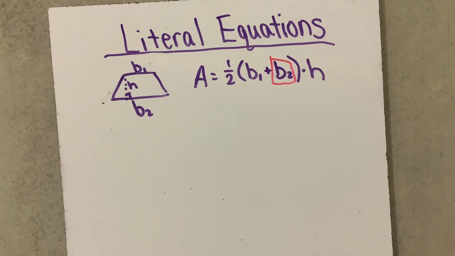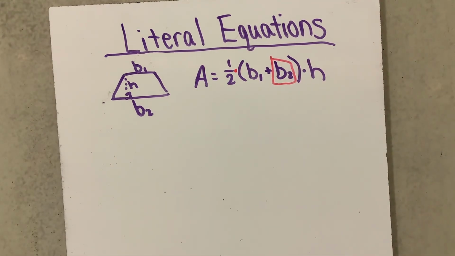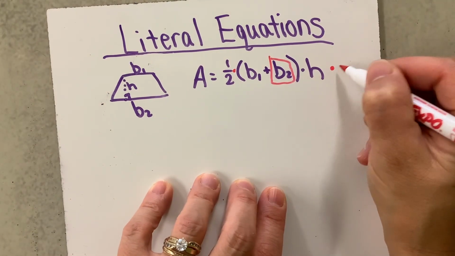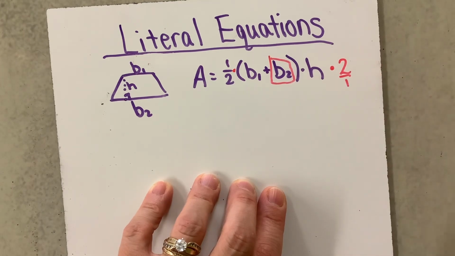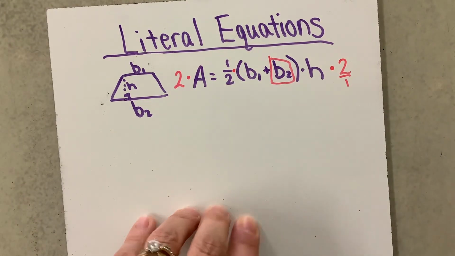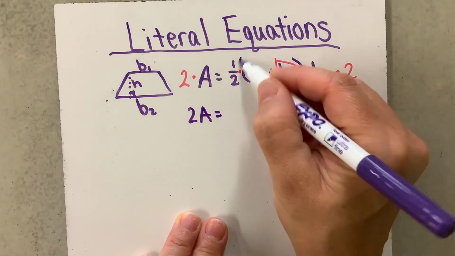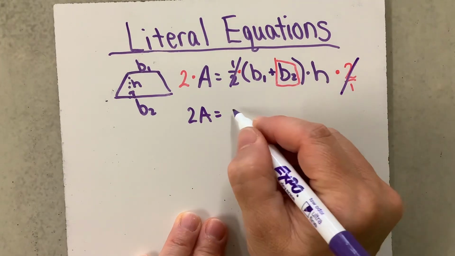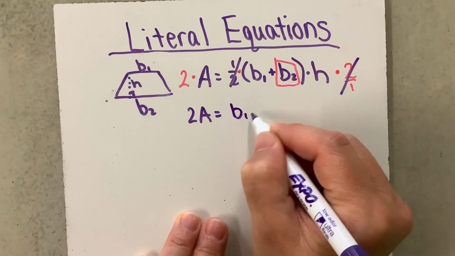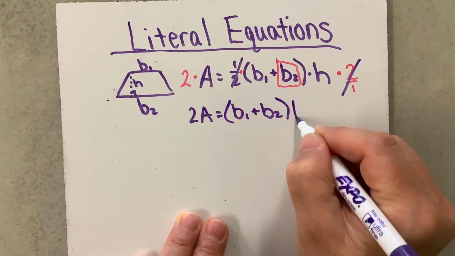So we could divide by 1/2, because this is multiply, right? So we could divide by 1/2, but if we divide by a fraction, we're going to multiply by the reciprocal, so 2/1 or just 2. Okay, so that gives me 2a equals, those are gone, okay, base 1 plus base 2, still times the height.